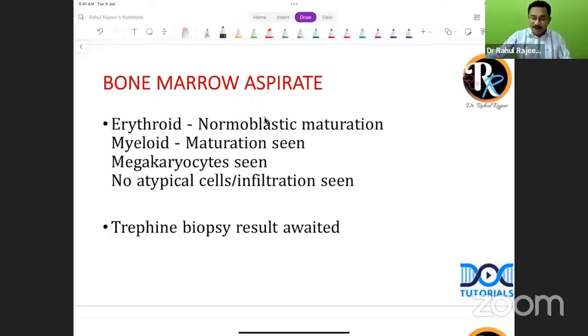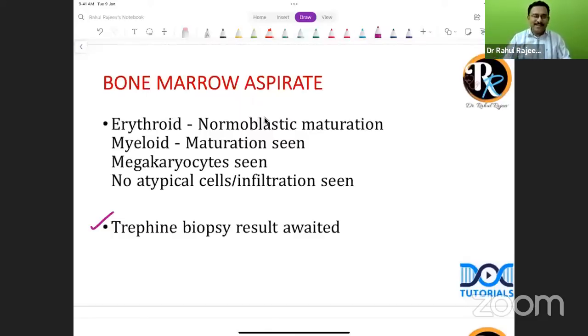And the trephine biopsy was awaited, which means I've just said the aspirate is normal and I'm just waiting for the trephine biopsy. You might ask me, sir, why are you waiting for a biopsy? Because it takes some days for the biopsy result. The aspirate you can get quickly done by the pathologist, but for the biopsy, they have to undergo the procedure.